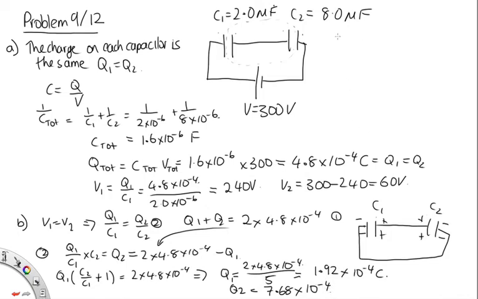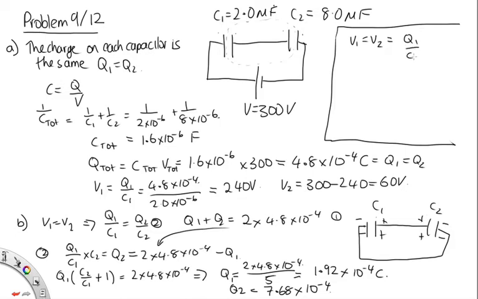Now let's just use a little bit of space here to answer the final part. We're also asked to find the voltage in this situation. So we know that V1 is equal to V2, and we know that this is equal to Q1 on C1. So just substituting in, we've got 1.92 times 10 to the minus 4 over C1, which is the 2.0 times 10 to the minus 6. So solving that on the calculator, you end up with 96 volts, and that'll be the same as V2. Okay, so that's the answer to B.